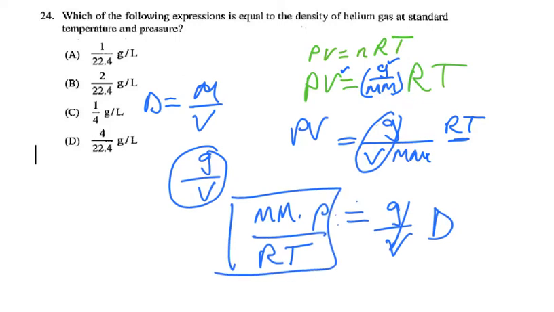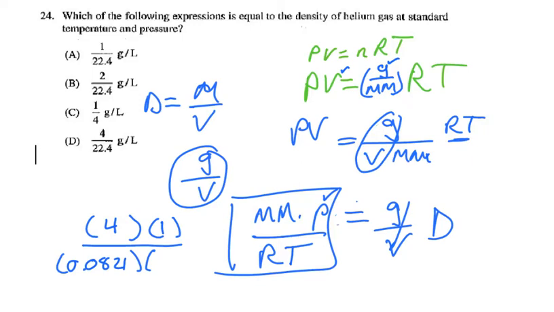Now all we have to do is plug in some numbers. Well, they tell us it's at standard temperature and pressure. And so we know the pressure is going to be 1 atmosphere. The molar mass, if you look helium up on a periodic table, is 4. And then R, since it's a gas, is going to be 0.0821. And the temperature in Kelvin is 298, because it's standard temperature.